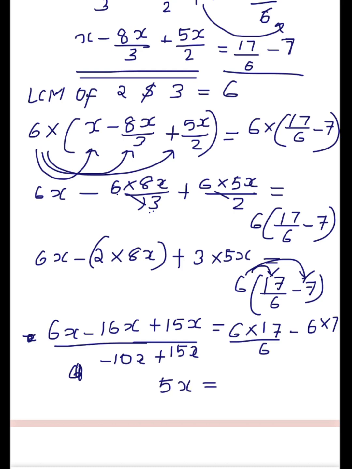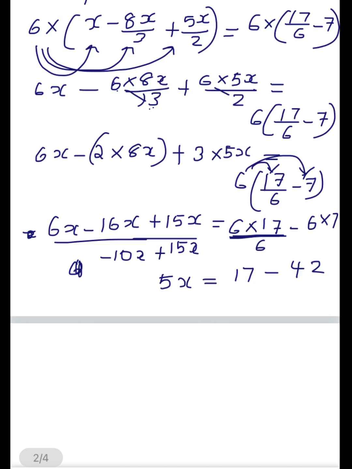So let's write 5x is equal to. Now here you can see it's 6 into 17 by 6, so you can simply cut this 6 and 6. Only 17 will be remaining there. 17 minus, what is 6 into 7? It's 42. Now 5x equals 17 minus 42. When you subtract 17 minus 42, you will get minus 25.